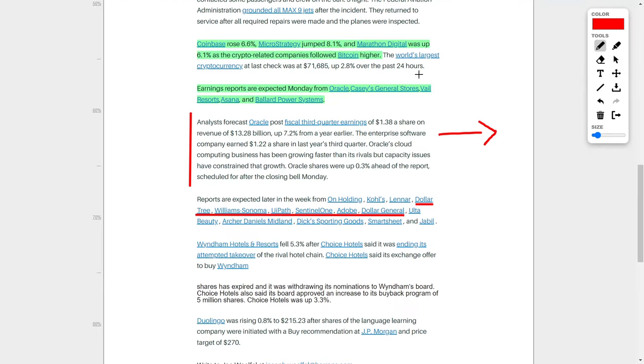Now, I do have a quick go back, because when we were talking about Bitcoin reaching a new record high, this will positively impact cryptocurrency stocks. As an example, Coinbase, which is a cryptocurrency platform where you can buy, sell, and trade cryptocurrencies, recently rose by 6.6% in their respective share price. Likewise, MicroStrategy, which owns a plethora of Bitcoin, jumped by 8.1% in their share price. Lastly, Marathon Digital, which is a company which mines Bitcoin, also increased in their share price by around 6.1%.